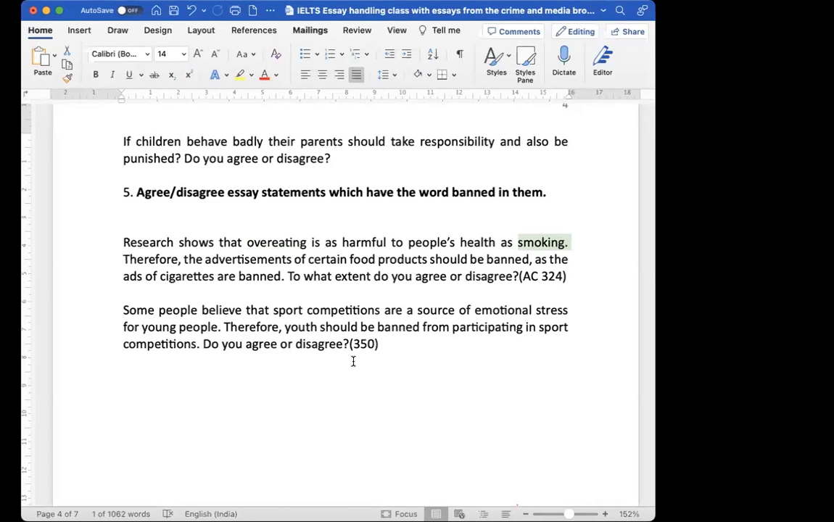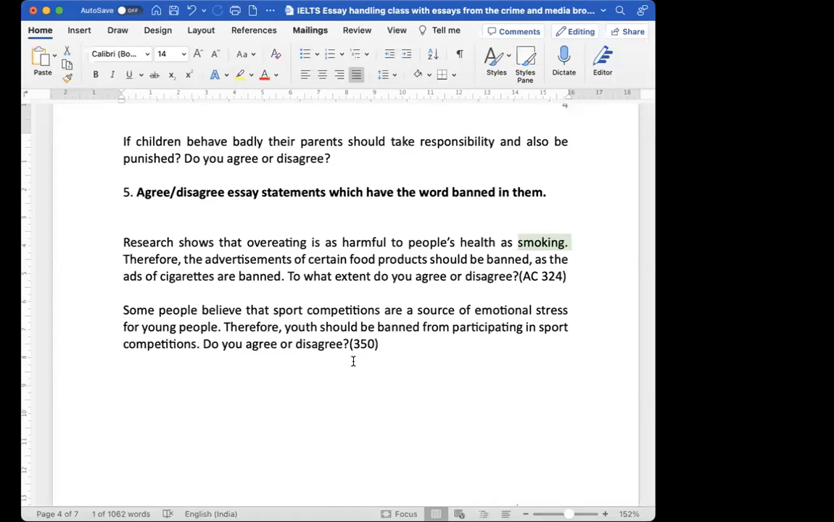Okay, ma'am. So here it will be also the same. Research shows that overeating is harmful for people's health. Overeating is harmful, I disagree with the ban on food products. I believe there are other ways to motivate people to eat less. Okay, ma'am.